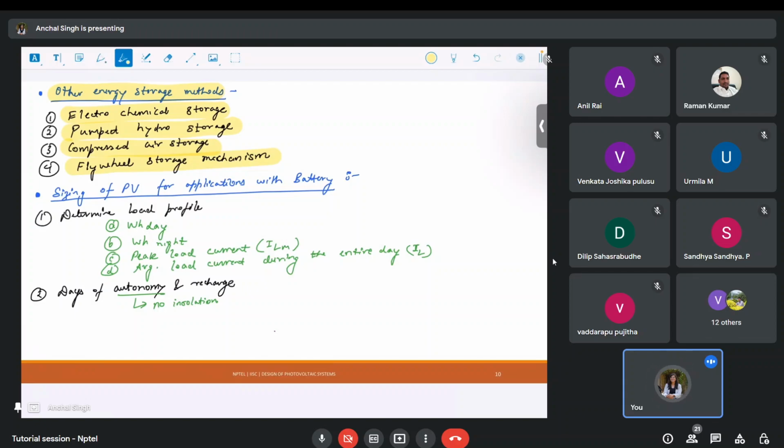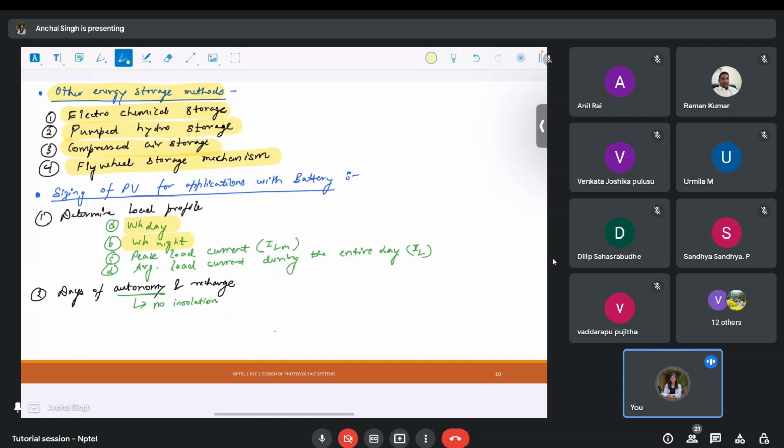From around 6 a.m. to 6 p.m., we call it the day part. That is the part of the day during which we have sunlight, from the sunrise to sunset, 6 a.m. to 6 p.m. around. We call it the day part, and the remaining part we call the night part. So we calculate the hours of the day part, then the hours of the night part.